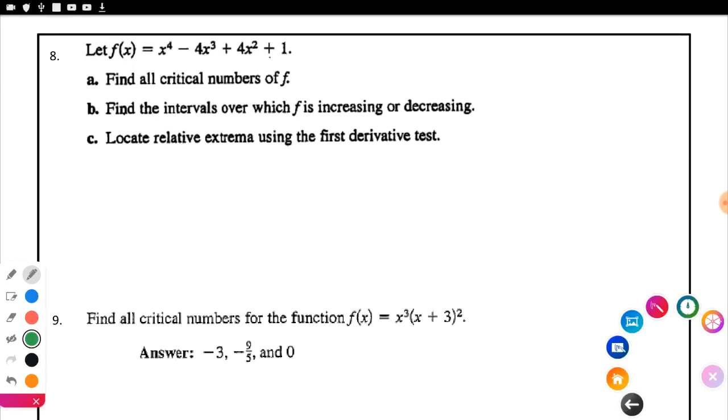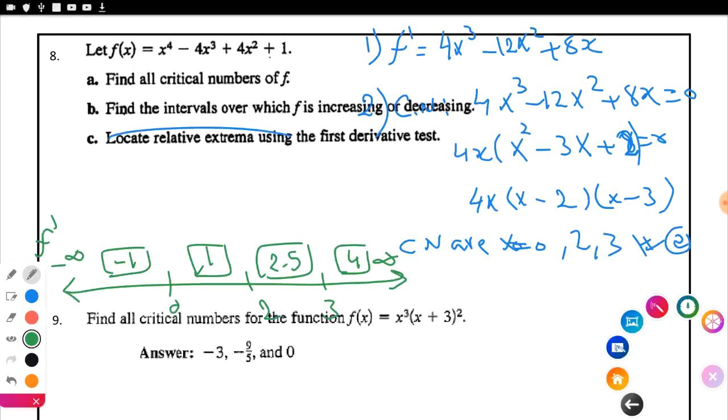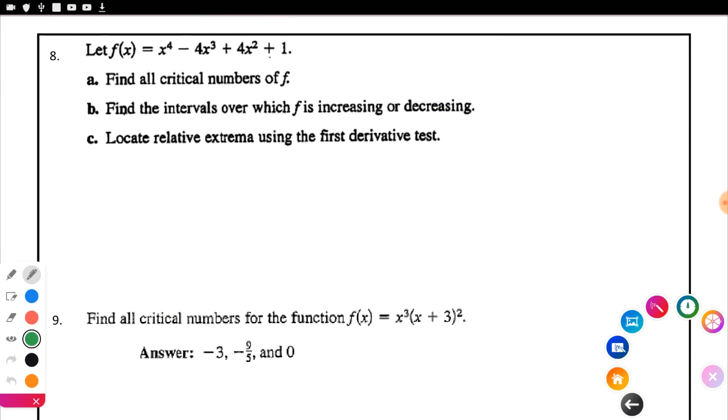Okay, this part 2 here. Let f(x) equal x to the power 4 minus 4x to the power 3 plus 4x to the power 2 plus 1. Here he asks you to find the critical number, interval, and the relative extrema. All of these I need the first derivative test and use the first derivative test to solve all of this. Here, the first step, find the first derivative, which is 4x to the power 3 minus 12x to the power 2 plus 8x.